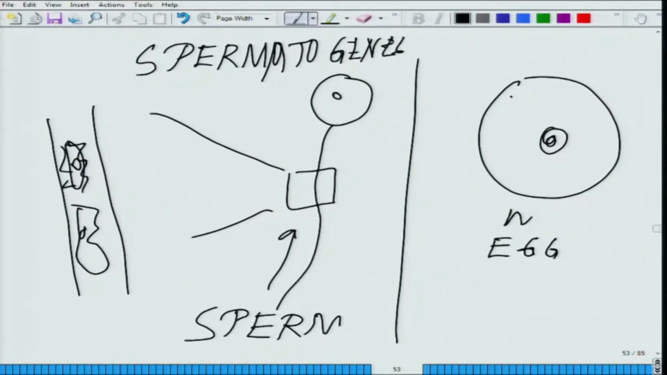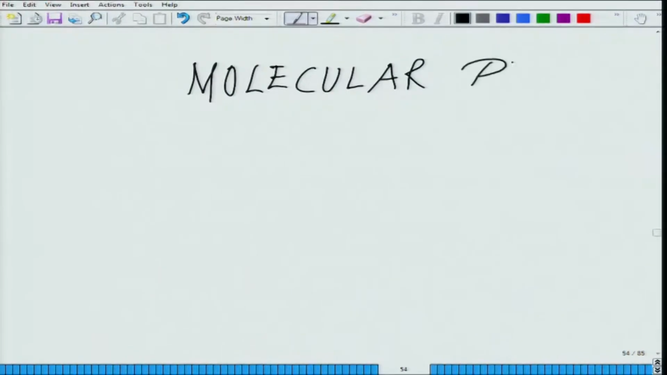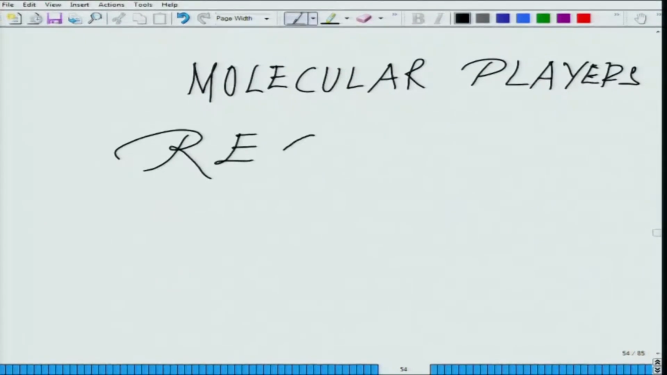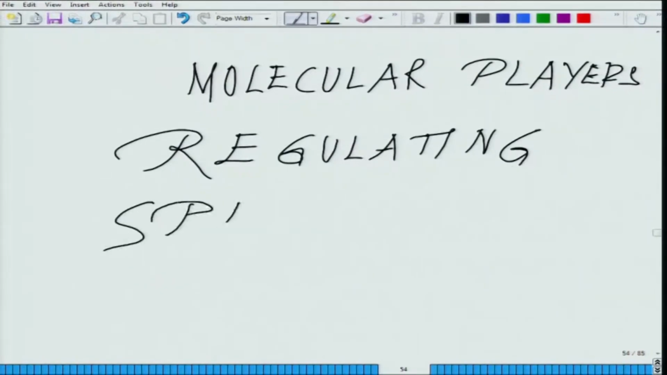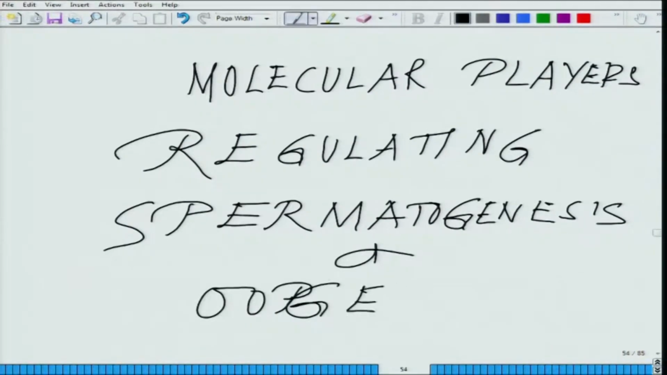Spermatogenesis, whereas the formation of egg is called oogenesis. So, what we will be studying essentially is the molecular players regulating spermatogenesis and oogenesis.